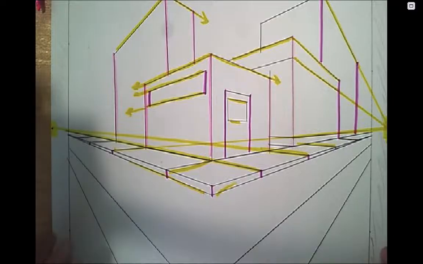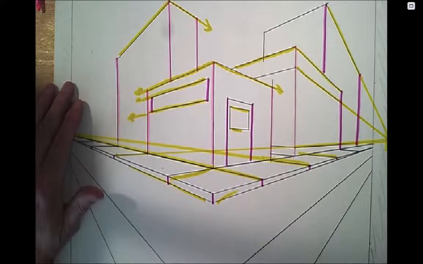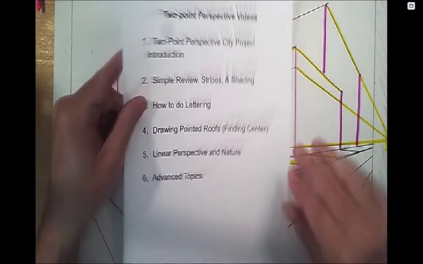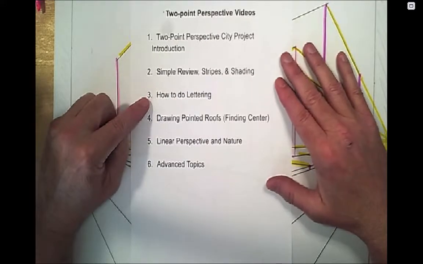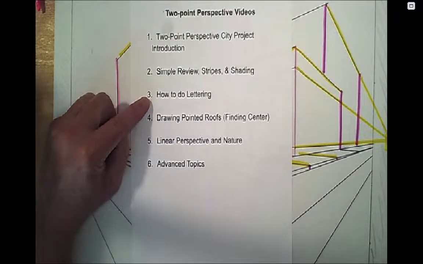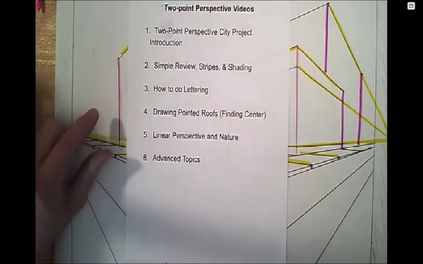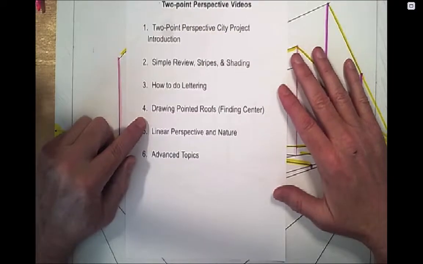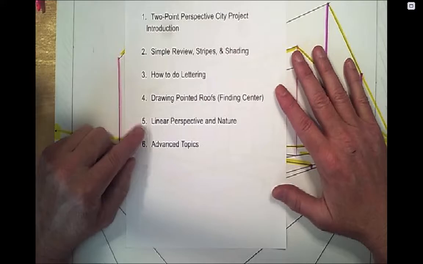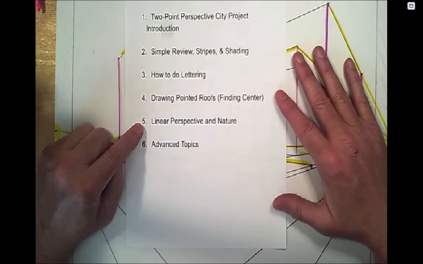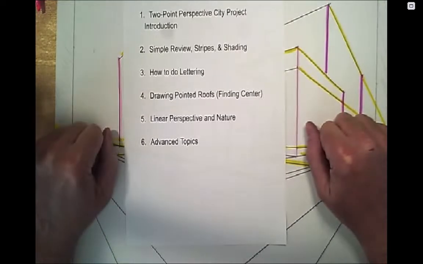All right, be on the lookout for more advanced videos from me, and in those videos, hopefully I'll ask some questions. I'll slow down and review again. I'll show you how to do lettering if you want to put, you know, like music in concerts or Eat at Joe's on yours. I'll show you how to draw pointed roofs. If you want to include a little nature, I'll show you how to incorporate nature with perspective. And then as I hear from you guys, I'll make a video of advanced topics.